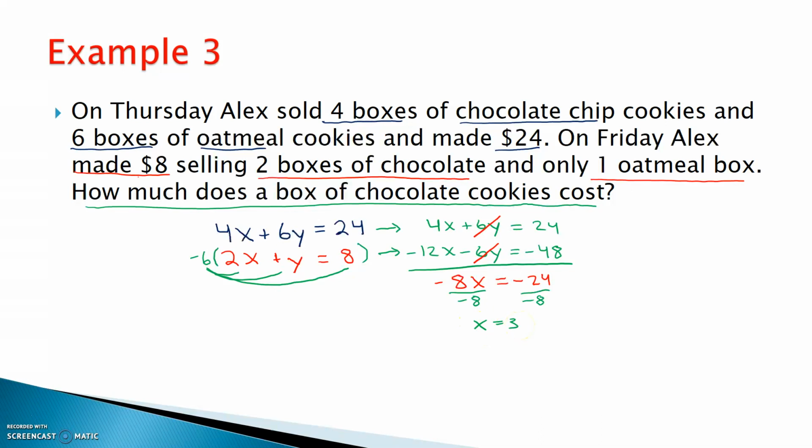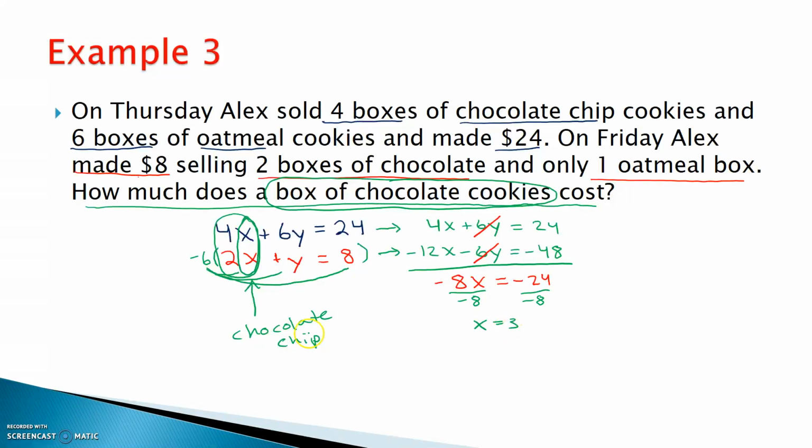That right there is representing, actually, hold on a second. I needed to figure out how much does a box of chocolate chip cookies cost. I know that x, I said 4 boxes of chocolate chip, and then here we have 2 boxes of chocolate chip. These guys right here, actually more importantly, the x's right here, those guys were representing the chocolate chip.